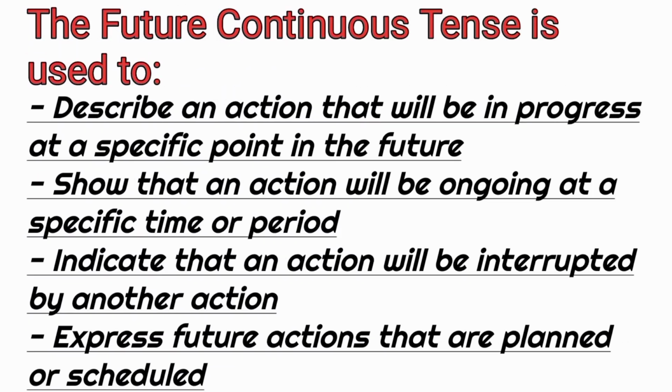The future continuous tense is used to describe an action that will be in progress at a specific point in the future. It means the action will continue at a specific time in the future. Show that an action will be ongoing at a specific time or period. As I told you, it will continue at a specific time in the future.